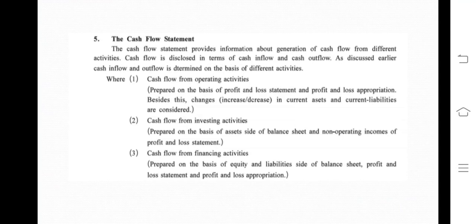Second, cash flow from investing activity, which is prepared on the basis of the asset side of the balance sheet and non-operating incomes of the profit and loss statement. And third is cash flow from financing activities, which is prepared on the basis of the equity and liability side of the balance sheet, profit and loss statement, and profit and loss appropriation. So let us have a look at the statement.